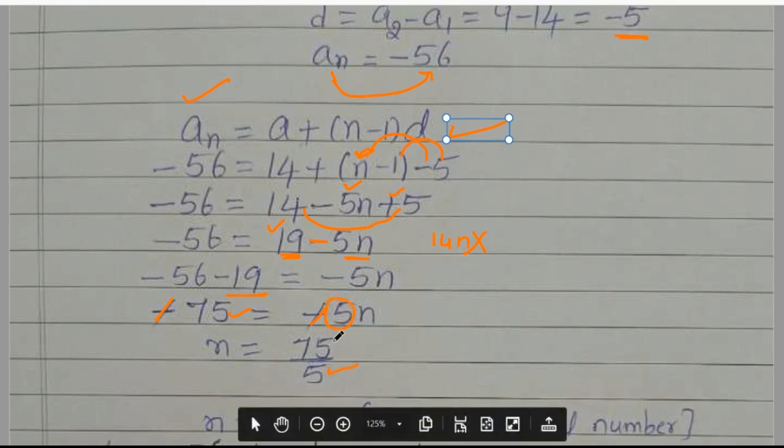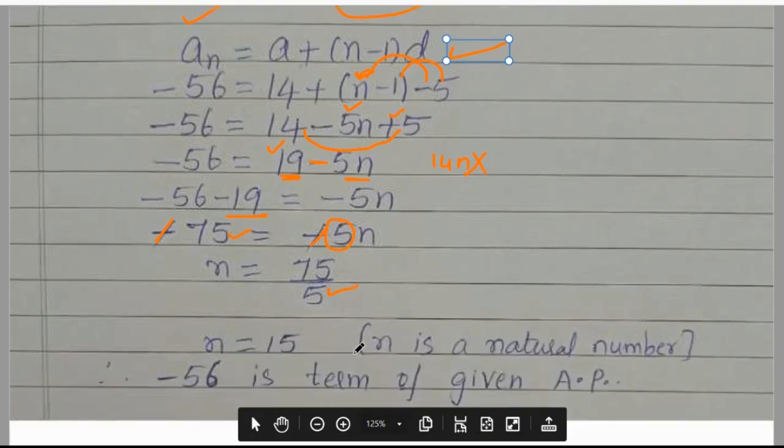Multiplication akkada pothe division avutundi kabatti 75 by 5 is 15. So clearly n is a whole number. So minus 56 is a term of given arithmetic progression.